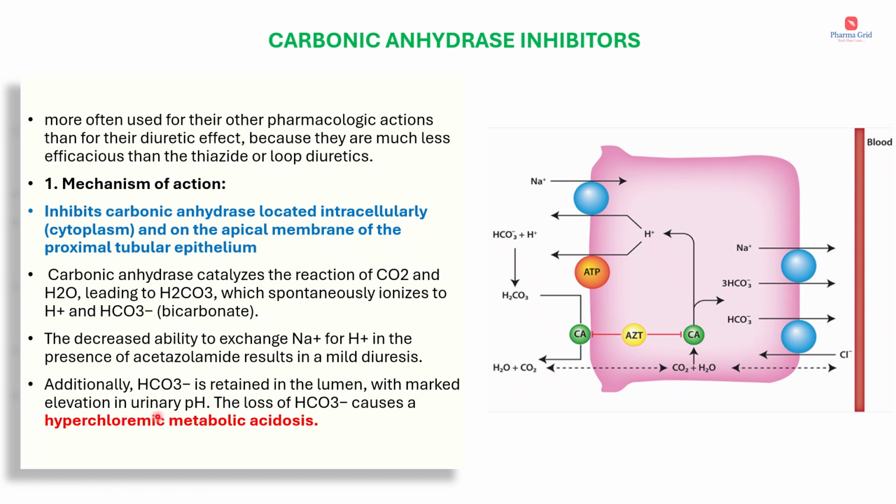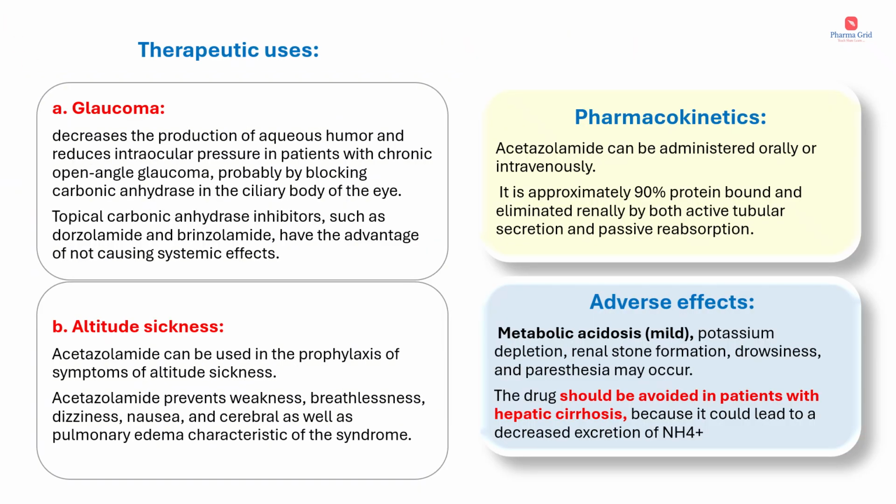So, with marked elevation in urinary pH, if there is an increased amount of bicarbonate, that will lead to an increase in the urinary pH. Urine normally has a normal pH. So if there is an excess presence of bicarbonate, that will lead to an increase in the urinary pH. The loss of bicarbonate causes a hyperchloremic metabolic acidosis. Therapeutic uses of carbonic anhydrase enzyme inhibitors include glaucoma and altitude sickness.